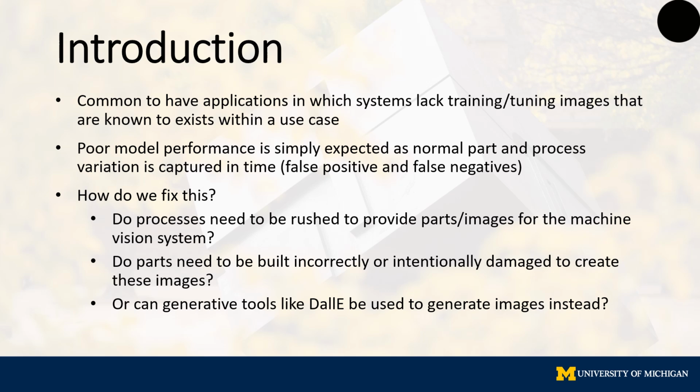Does the process need to be rushed to provide particular parts or images for the machine vision system, or do you need to intentionally scrap or damage parts or manipulate them to create the images that you need? And really, how many of these images do you need to generate, and therefore, what's the cost of scrapping or manipulating all these parts? That can start to add up. Or the point of this project, can we use generative tools like DALL-E to generate images instead?